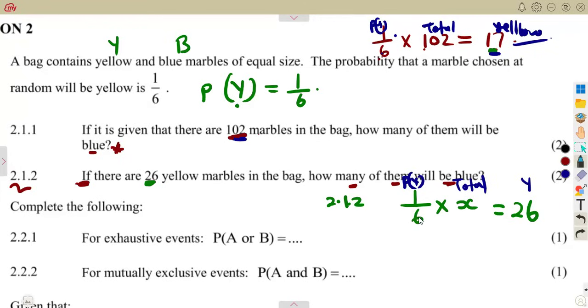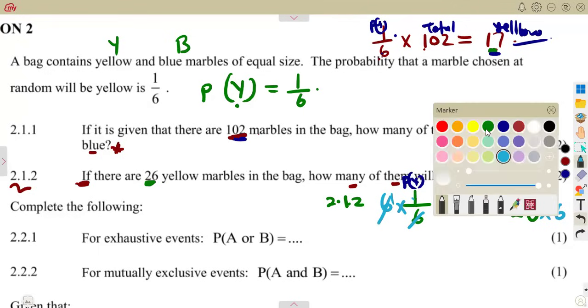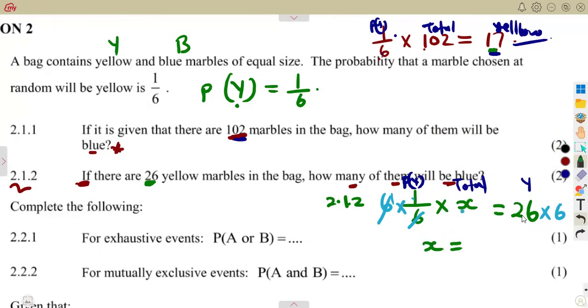This is 1 over 6. You want to remove this 6 in the denominator, so multiply by 6 here and multiply by 6 here. So this is going to cancel. So it's just 1 times X, which is X. So X is equal to 26 times 6. Remember, what are you calculating? The total. So 26 times 6 gives us 156. This is the total number of marbles.